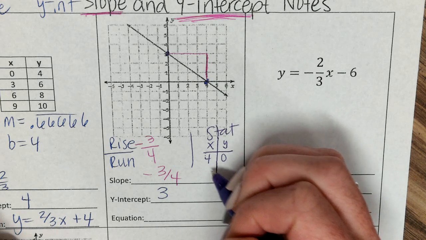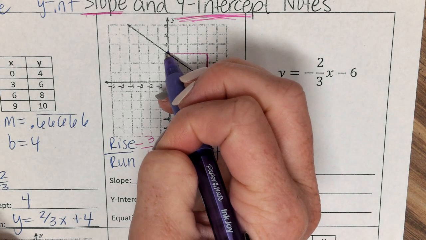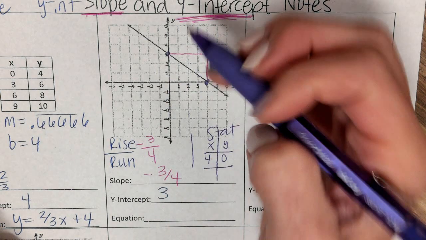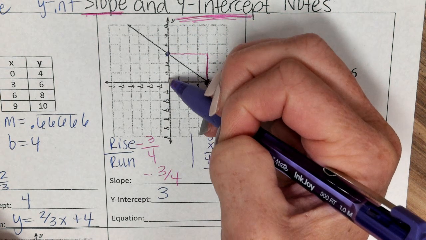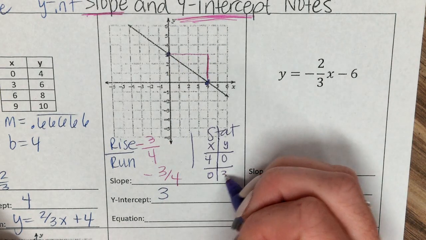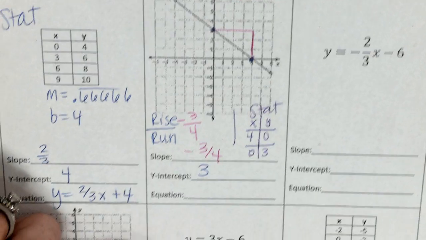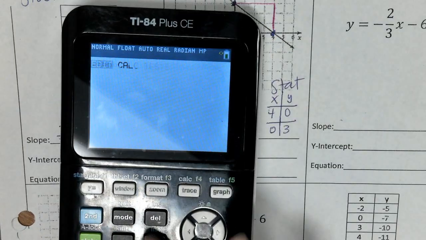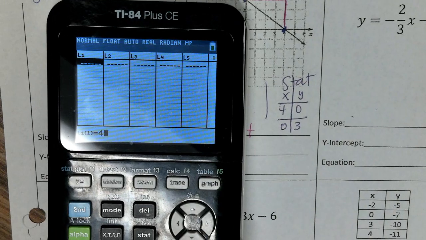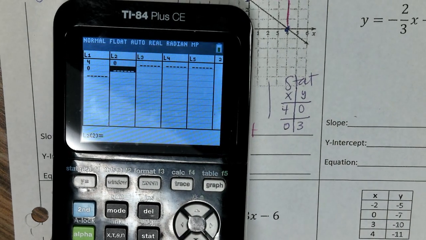0. What is this coordinate's x value? No, guys, x. Look at me, go to the x-axis. 0. What is its y value? 3. So y'all don't have to do it. I just want y'all to watch me. If I go to stat edit, you're going to see that I get the same answers. 4 and 0. 0 and 3.